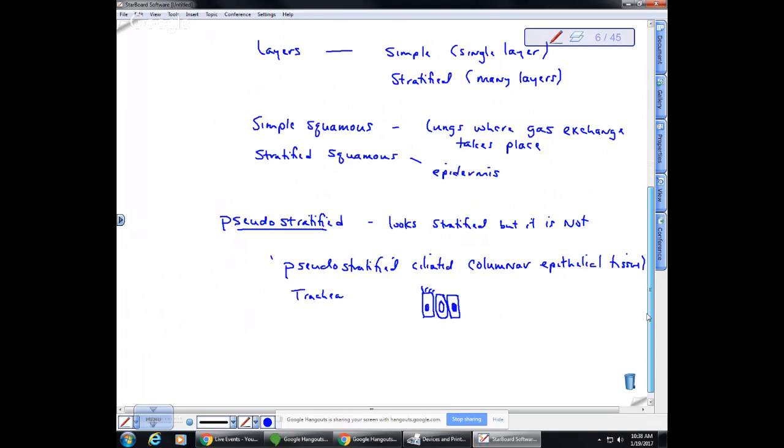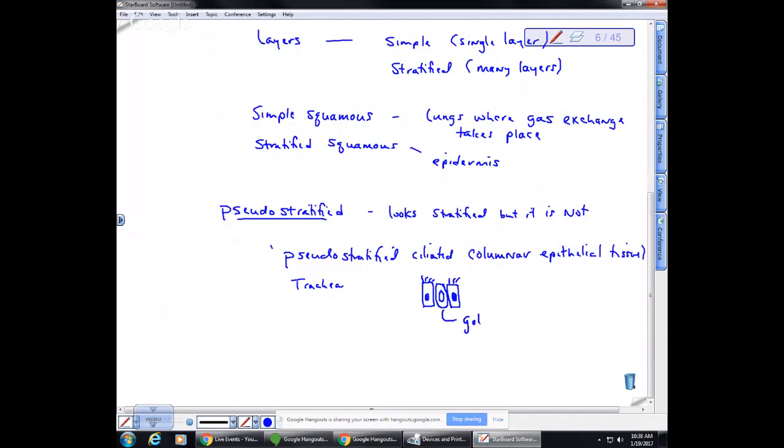So this is my goblet cell. And the goblet cells produce mucus. And so the trachea produces mucus to capture debris that is taken into the lungs. And then the cilia are really important because they actually move the mucus back up the trachea, and then we cough it up and we swallow it or we spit it out. But there's actually a lot of mucus that we just swallow. And this is happening all the time.